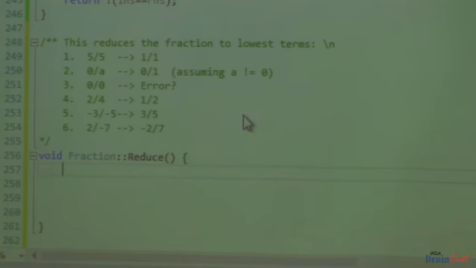This is not very difficult to conceptualize. You have basically 4 cases. You have a over b, you have minus a over b, you have a over minus b, and you have minus a over minus b. So let's see. If numerator positive and denominator positive, or denominator is negative, then what should you do?